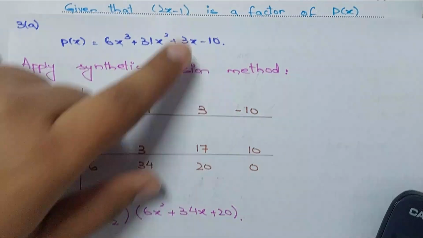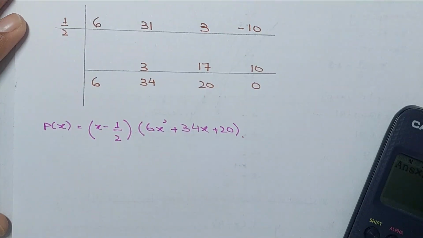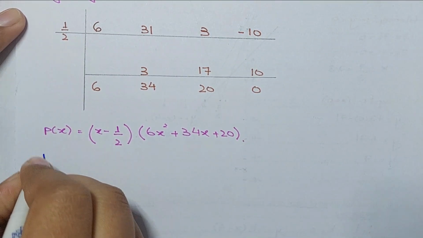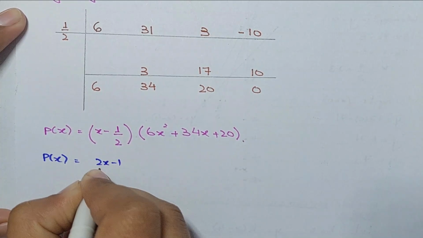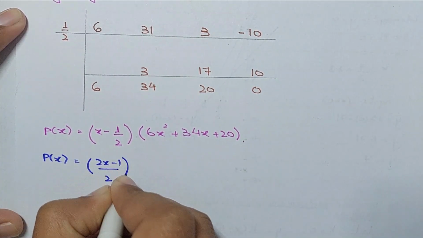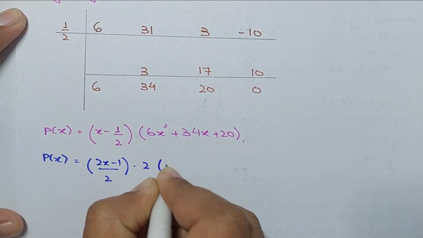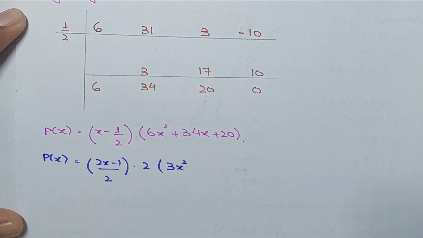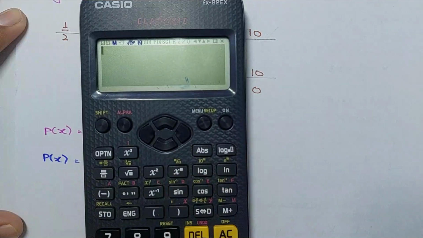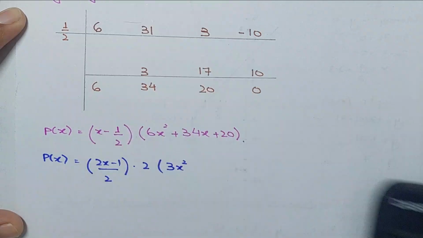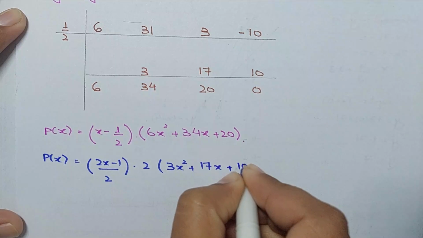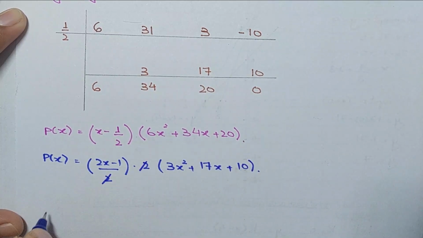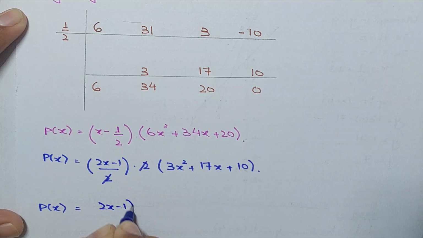Okay, we need to factorize it completely. Let me simplify this further. We have 2x minus 1 divided by 2. Let me take 2 common from here. 2 times 3 would be 6. What is 34 by 2? 17. 2 times 17 is 34 and 2 times 10 is 20. You can cancel these 2's. P of x is 2x minus 1 times 3x square plus 17x plus 10.